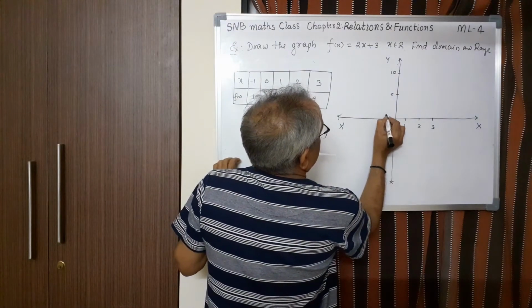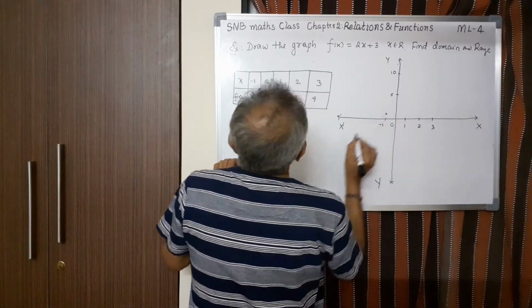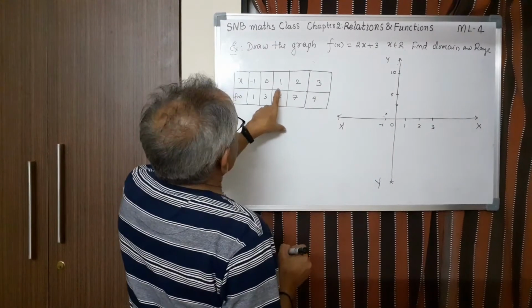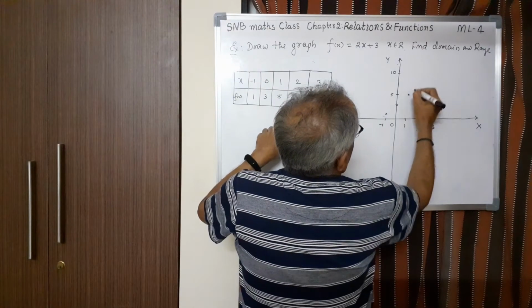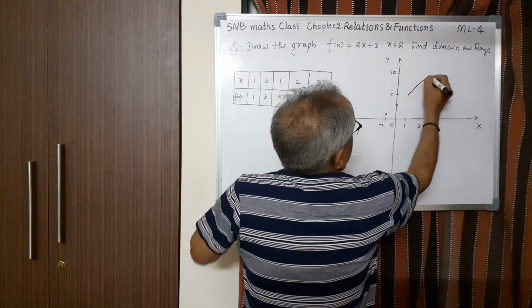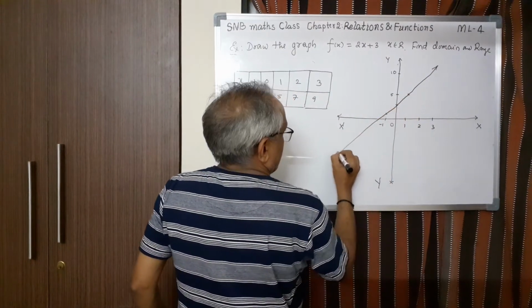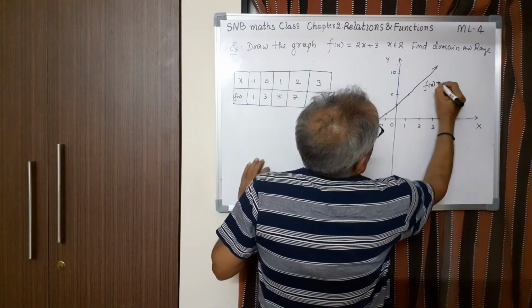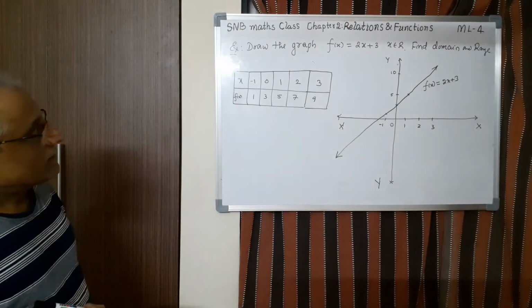-1, it is 1, somewhere here. Then 0, it is 3, so somewhere here. And then 1, it is 5. Then 2, it is 7. So definitely it is a straight line like this. We have to write here f of x equal to 2x plus 3. So this is the graph of this function.